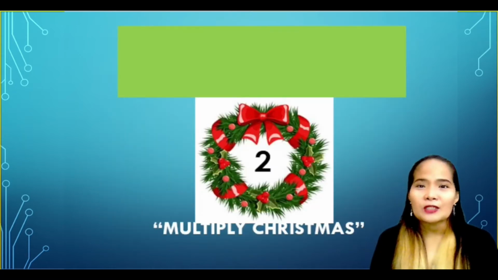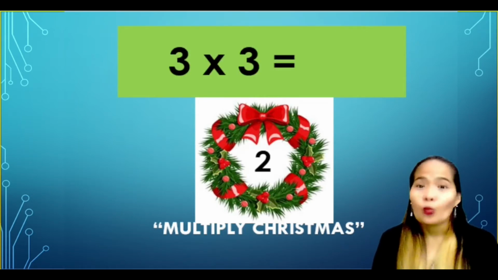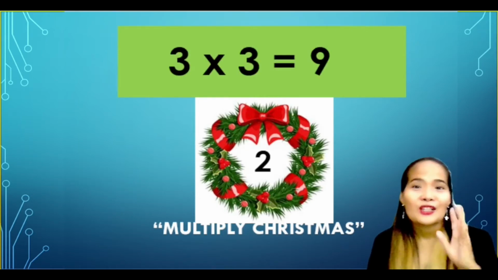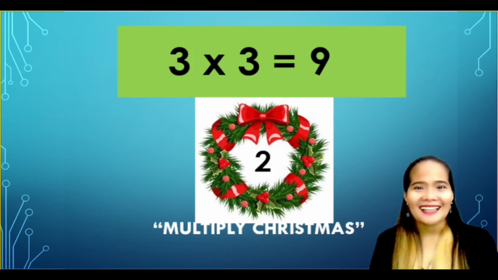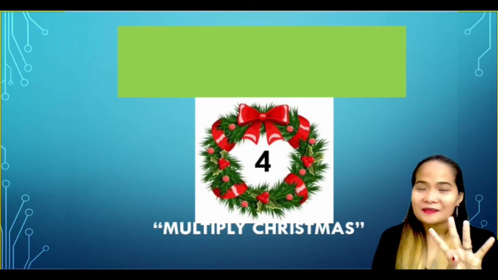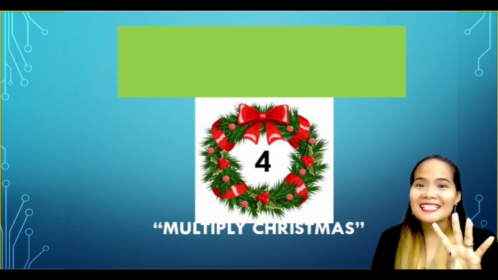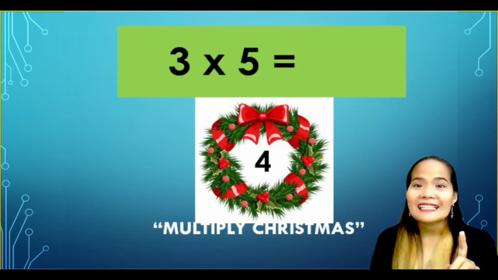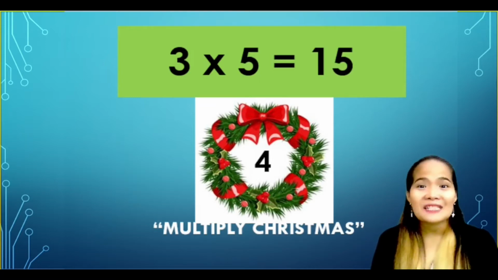Okay, pupil number 2. Please answer this number sentence. 3 times 3. What's the answer? You are correct. That is 9. Focus on the Advent wreath. Pupil number 4. The number sentence is 3 times 5 equals 15. You are correct. Very good.